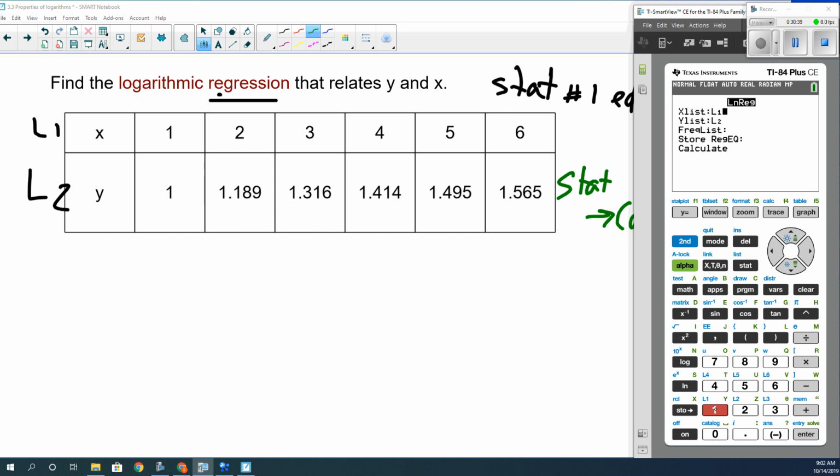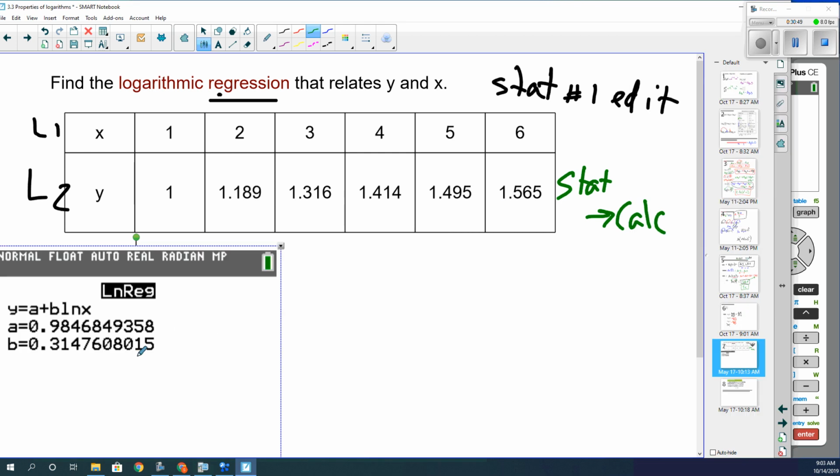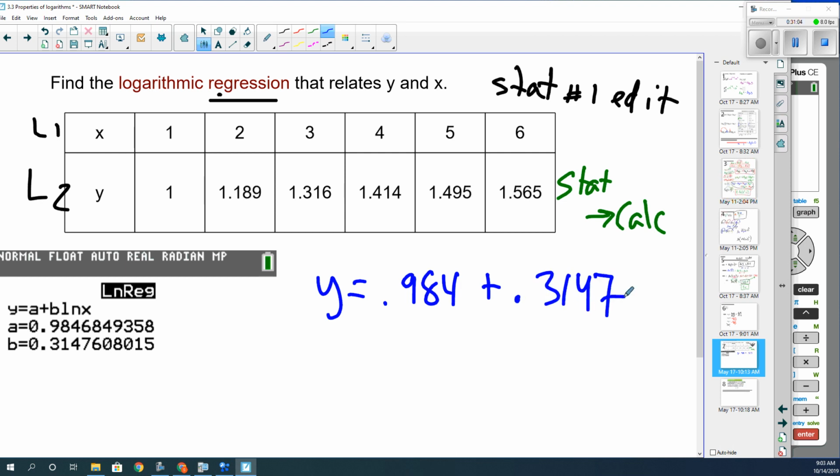And then I go down to calculate and hit enter. And so now it gives me my logarithmic equation. So all I do is say y equals, I replace the a in the equation with 0.984. And then it says plus, and then my b I replace with 0.3147. And then it says natural log x. So now I have my equation. This equation should fit that data pretty well.